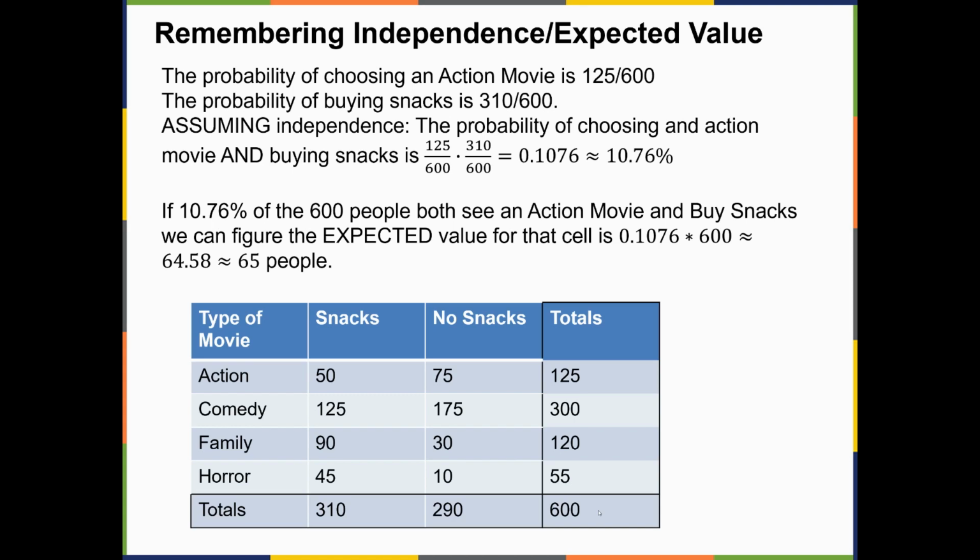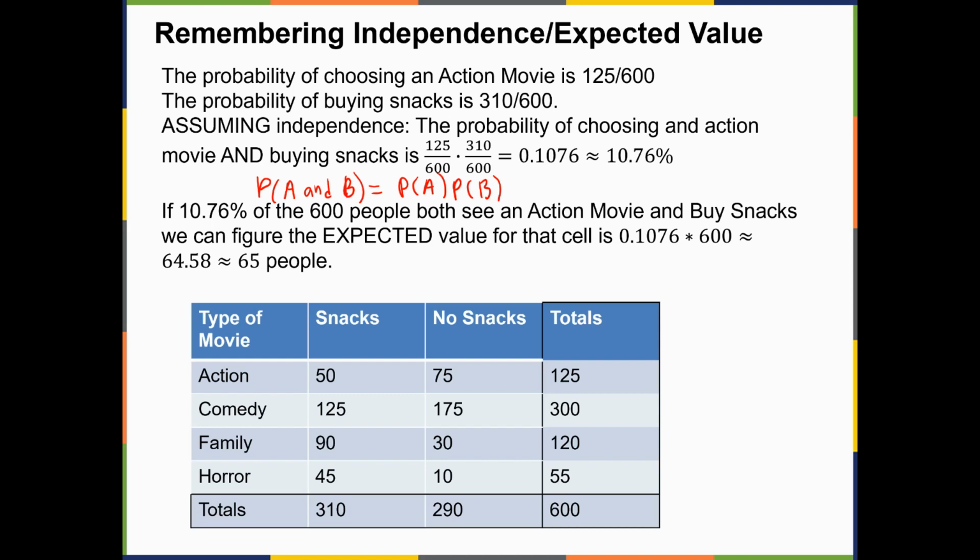So let me write that down here. Probability of choosing an action movie and buying snacks, if they're independent, is just going to be the probability of seeing an action movie times the probability of buying snacks. That's going to be 125 over 600 for the probability of seeing an action movie, and 310 over 600 for the probability of buying snacks. We multiply those together and we get about 0.1076, which is about 10.76%.